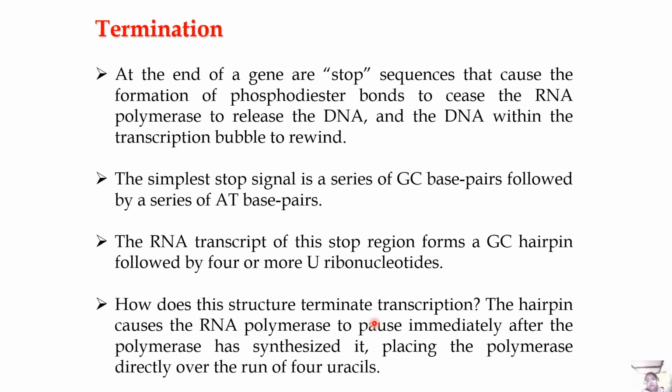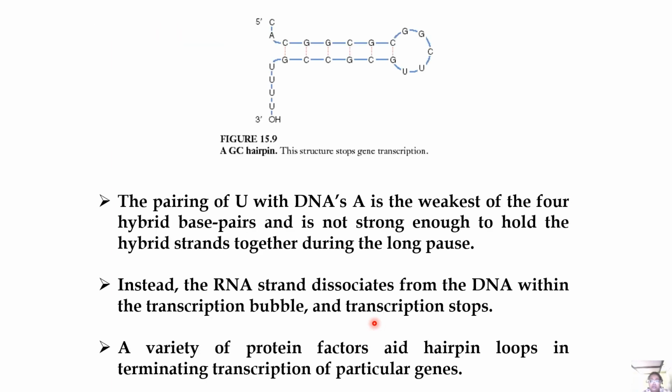How does this structure terminate transcription? The hairpin causes the RNA polymerase to pause immediately after the polymerase has synthesized it, placing the polymerase directly over the run of 4 U's. The pairing of U to A in the RNA-DNA hybrid is the weakest of the 4 base pairs and is not strong enough to hold the hybrid strands together during the long pause. Instead, the RNA strand dissociates from the DNA within the transcription bubble and terminates the transcription.